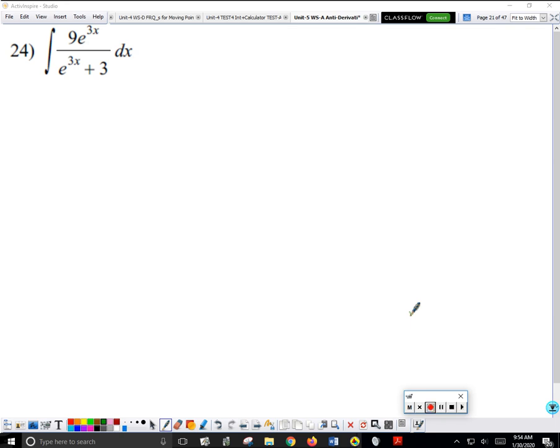This process is a bit detailed, so make sure that you take careful notes. I always use 2 columns. I'll do the main problem here. I'll do a bunch of scratch work here. Okay?